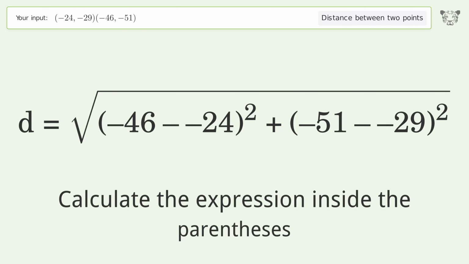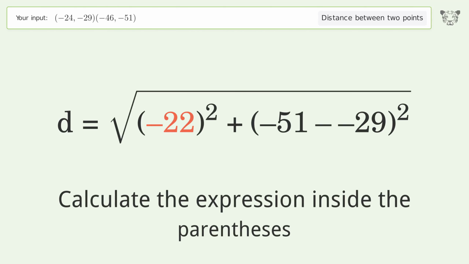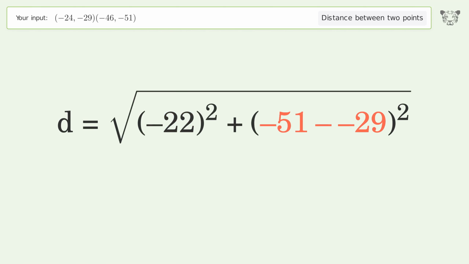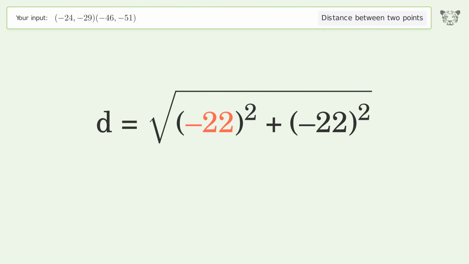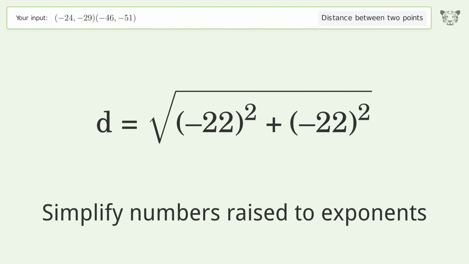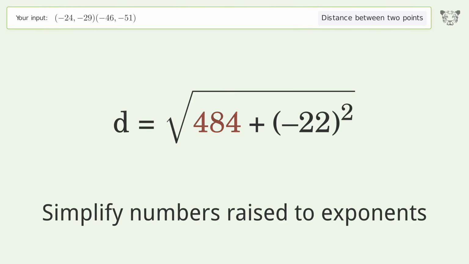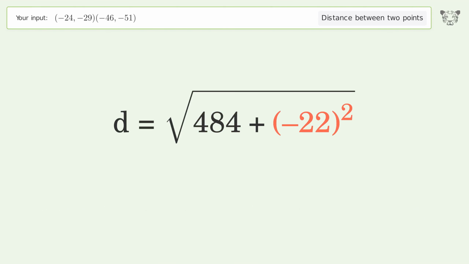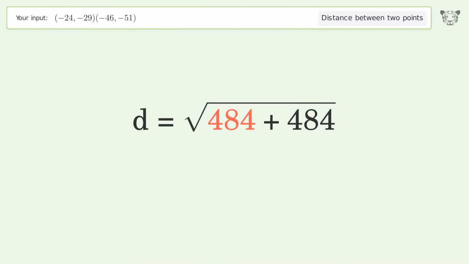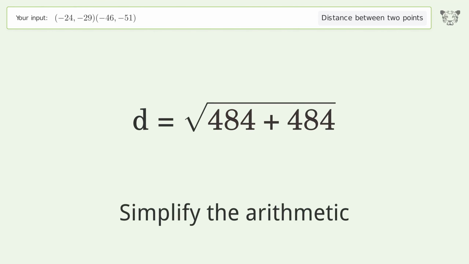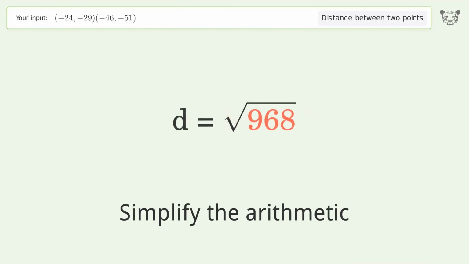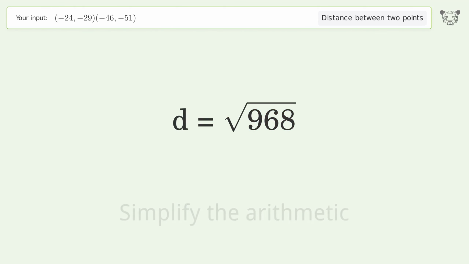Calculate the expression inside the parentheses. Simplify numbers raised to exponents. Simplify the arithmetic. And so the distance between the 2 points is the square root of 968, or 31.113.